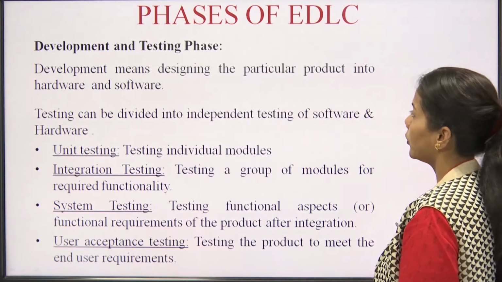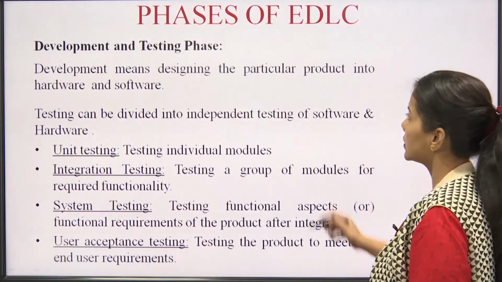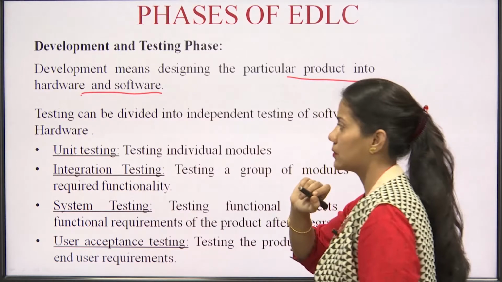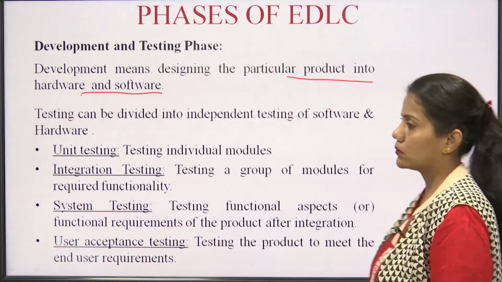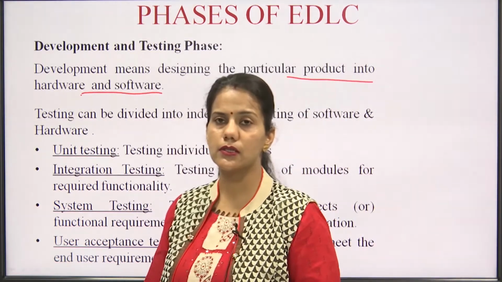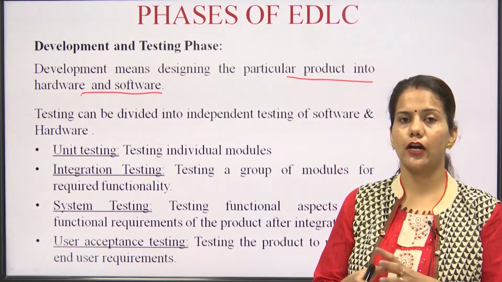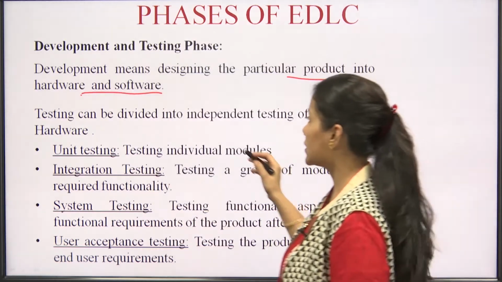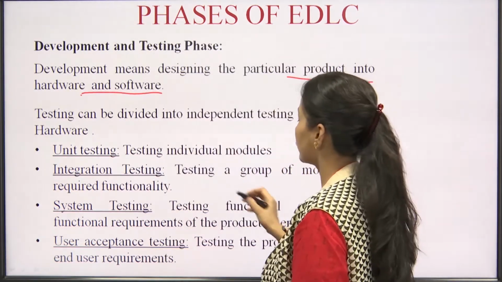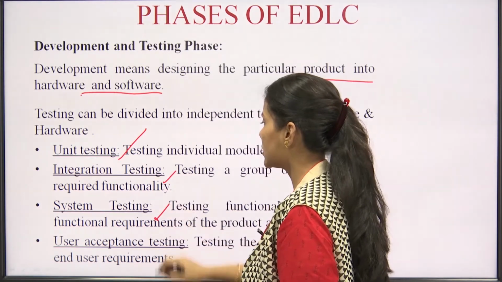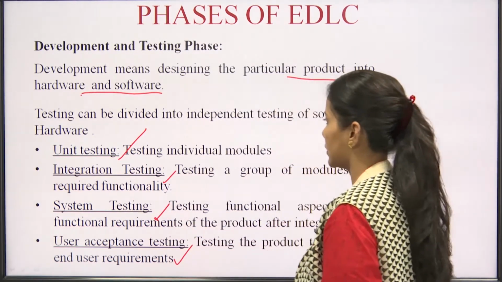Now, when we talk about the development and testing phase, it means designing the particular product into hardware and software. Development means this. As I have already discussed, the product development is the mutual of the hardware and the software. The testing can be divided into independent testing of software and hardware, that is the unit testing, integration testing, system testing and user acceptance testing.